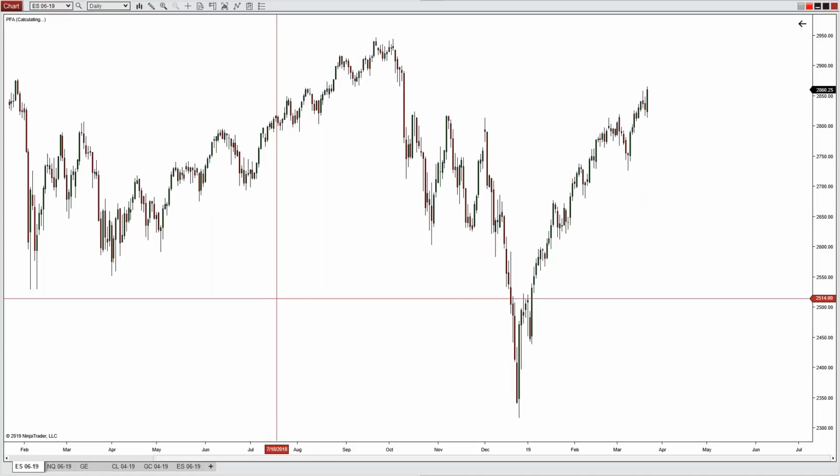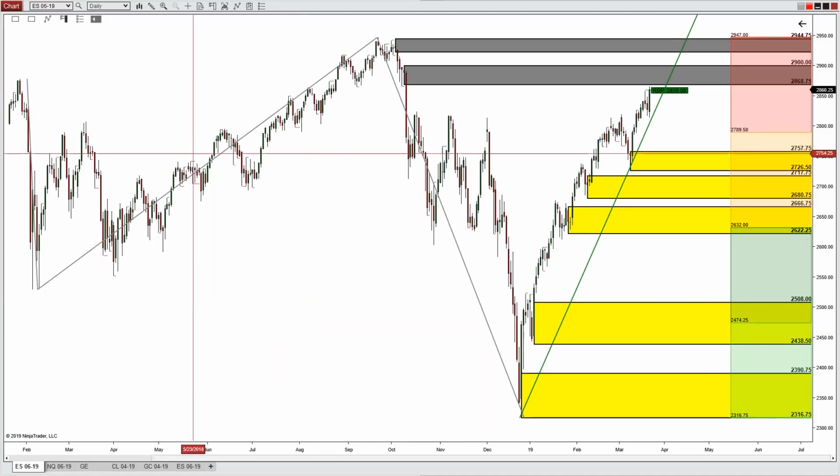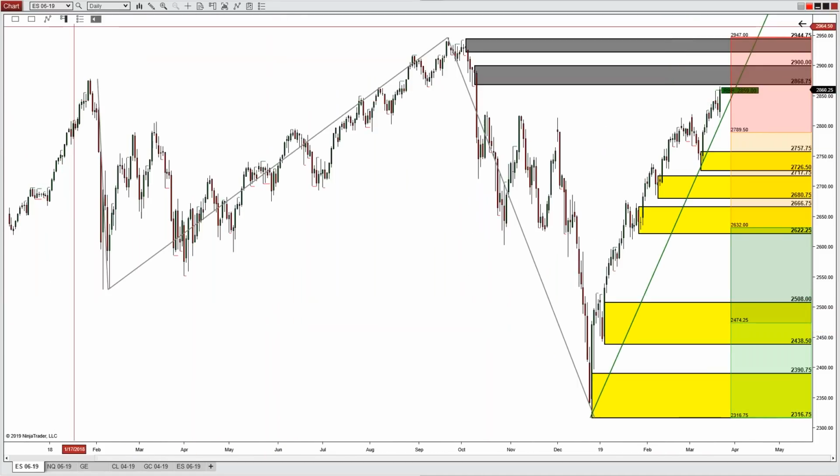Lots of bells and whistles, by the way, guys. Lots of stuff built in here.